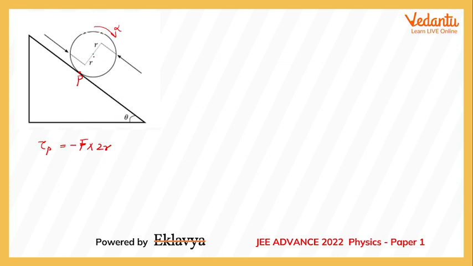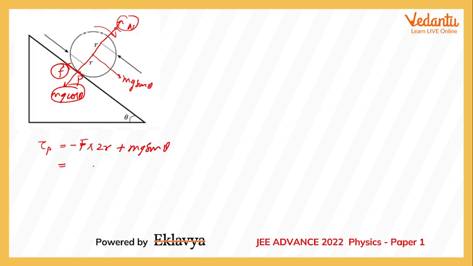Then the clockwise torque will be because of the mg sine theta. I'm drawing the components of mg: mg sine theta and mg cos theta. Then a normal force would be there and a friction force would be there. Friction is not creating any torque, normal is not creating any torque, mg cos theta is not creating any torque; only mg sine theta is creating torque, along with the torque due to the couple. So the torque due to mg sine theta will be plus mg sine theta into r. This is going to become the net torque.